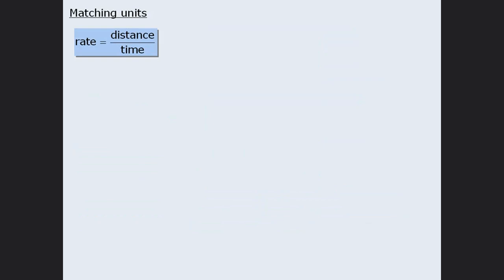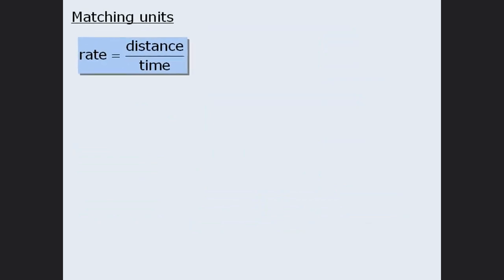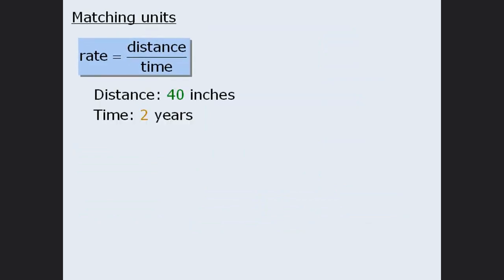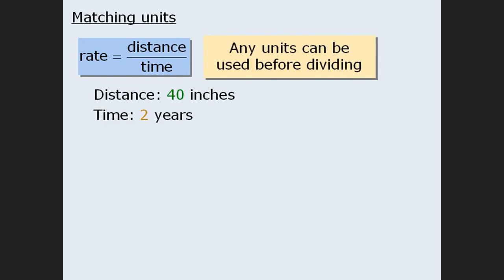Now let's see what happens when we apply the rate formula. Let's say that some object travels 40 inches in 2 years, and we want to find its rate of motion, or speed. Well, the rate formula tells us to divide the distance by the time, and when we apply this formula, any units can be used.